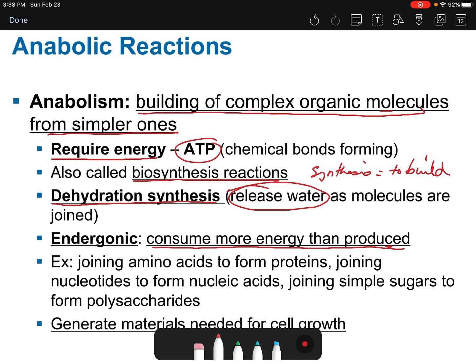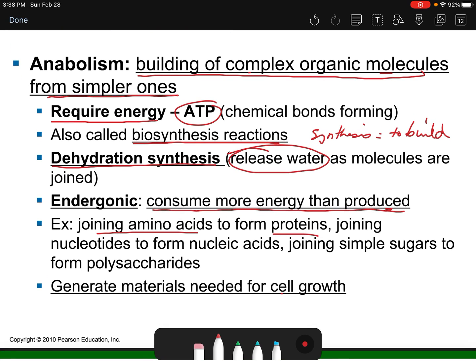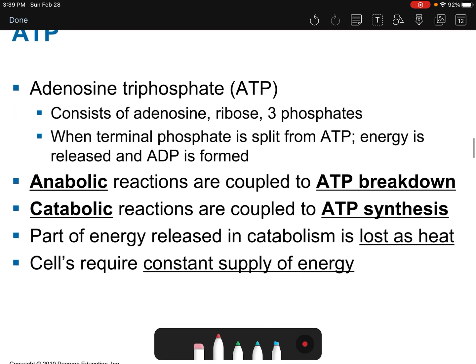So some examples could be if you were joining together some amino acids to form a protein, joining some nucleotides together to form like DNA, joining some simpler sugars to form a more complex polysaccharide. All of those are examples of that. But basically, this is how you generate the materials you need for cellular growth. Each time your cells divide, they have to make all those molecules, all those cell parts that are in there. Well, how does that building occur? Through these anabolic reactions.